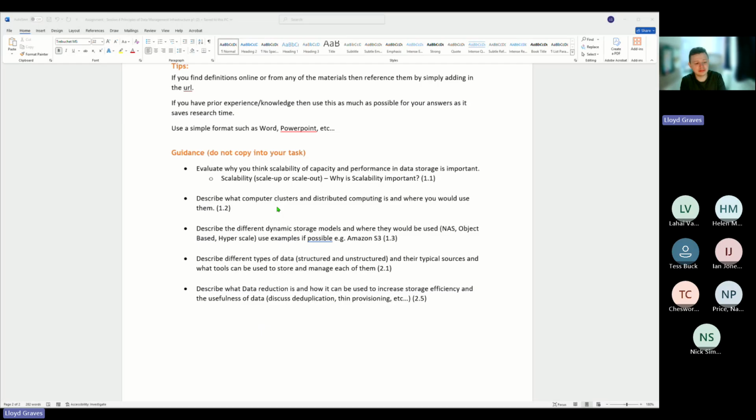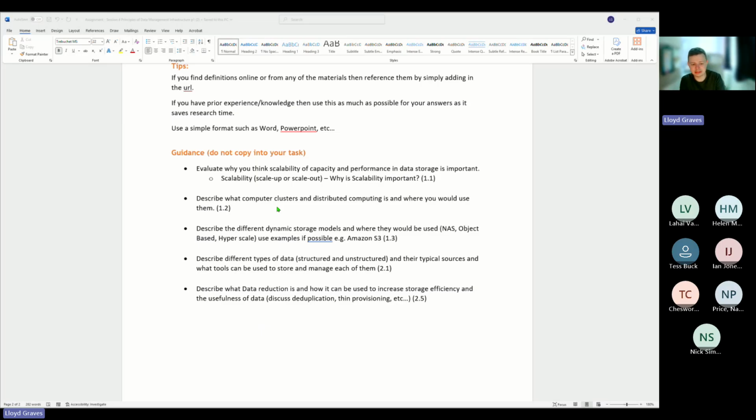And then 1.3 then, describing the different dynamic storage models and where they would be used. So again, go through all 3: NAS, object-based storage, and hyperscale storage.